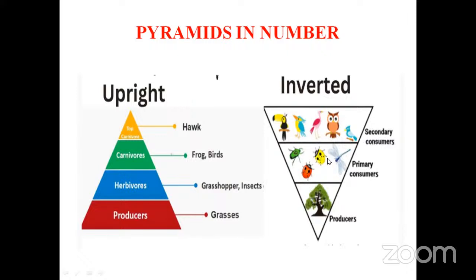The secondary consumers means, for example, if you take the bird there, what happens? Birds have external parasites. What is the external parasite in a bird? Ticks and mites, right? Ticks and mites are there.